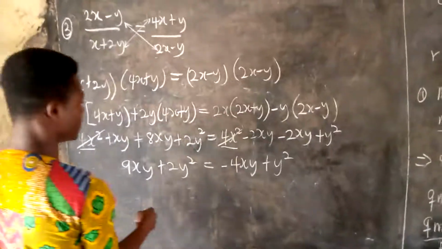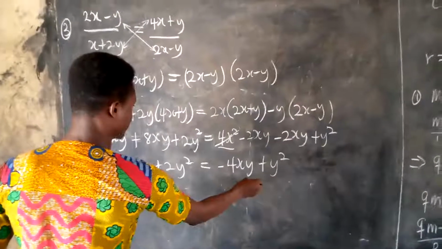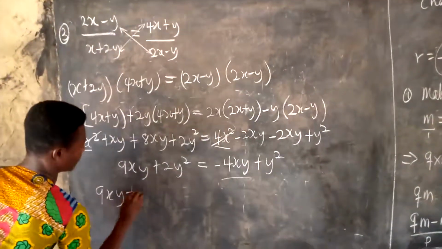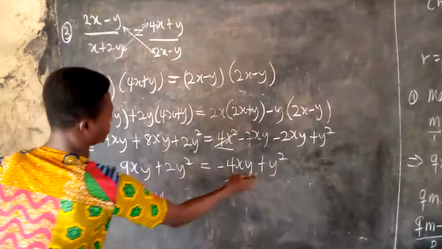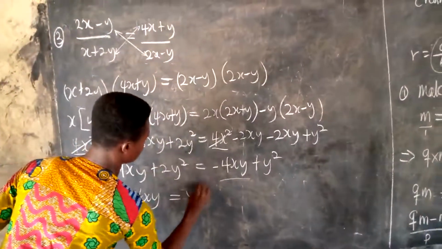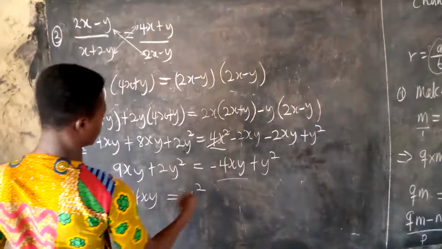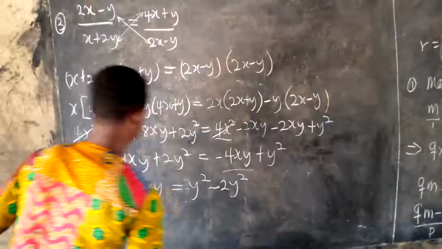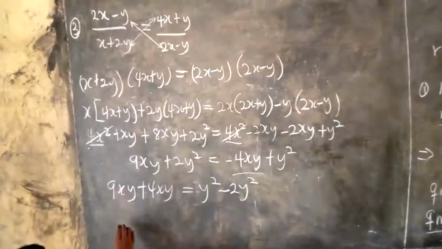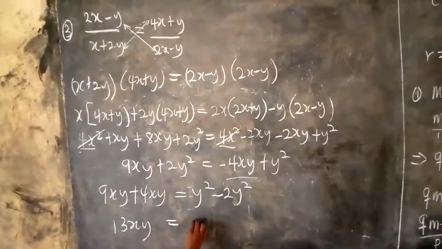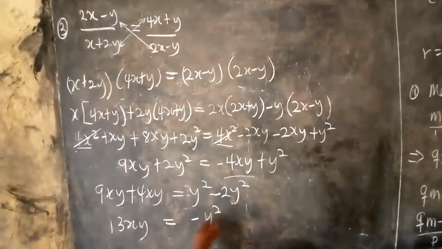At this place we are grouping like terms, so we can send this one to this area. We get 9xy plus 4xy, because this one crosses the equal sign and becomes positive. It should be equal to y squared. And this one is positive, so when it crosses the equal sign it becomes negative, minus 2y squared, like this. We add this together and we get 13xy is now equal to minus y squared at this place.